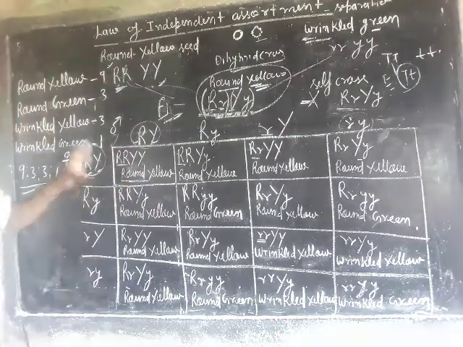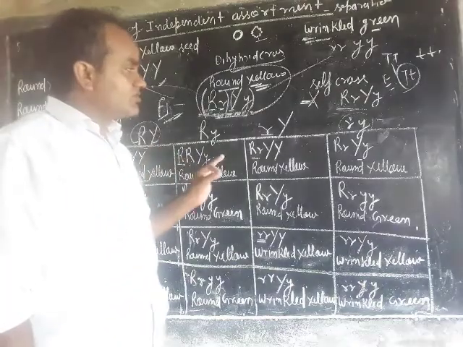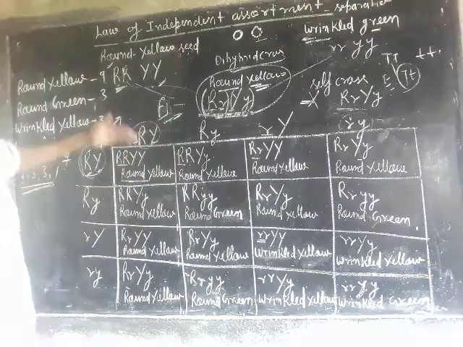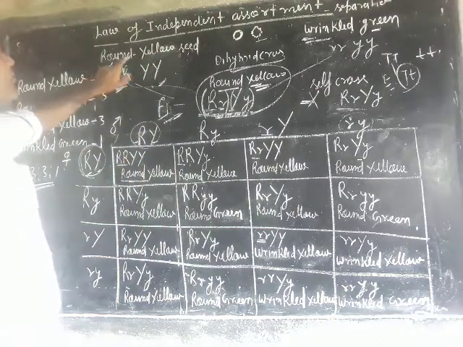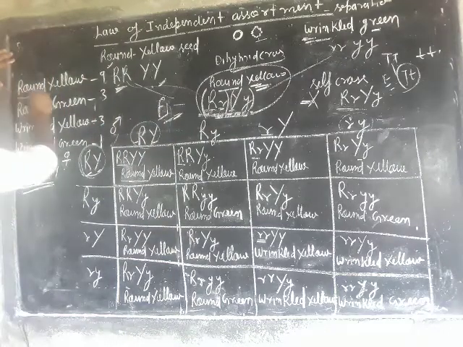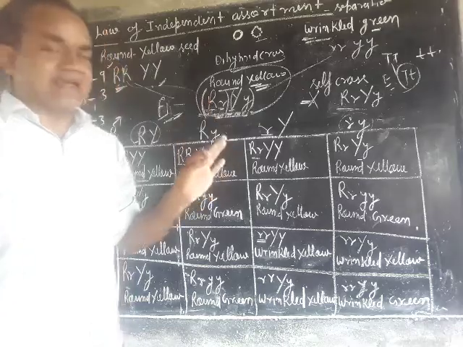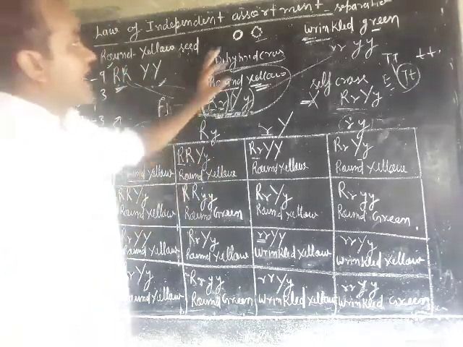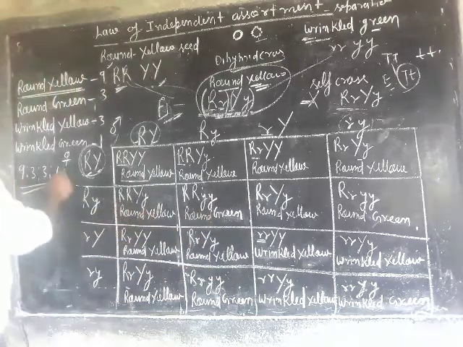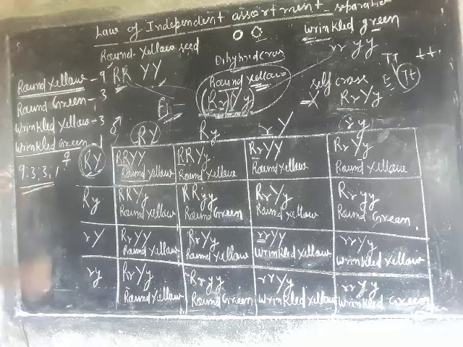Here in the dihybrid cross we have found two new characteristic features besides those of the parents. What are the parents' characteristic features? Round yellow is a parental characteristic feature, and wrinkled green is another. We have found wrinkled green also and round green also.